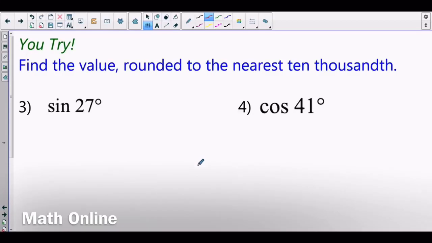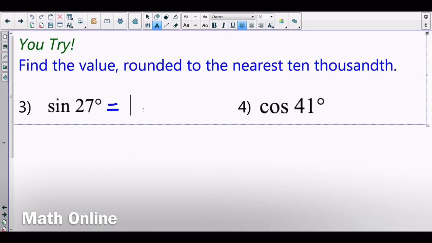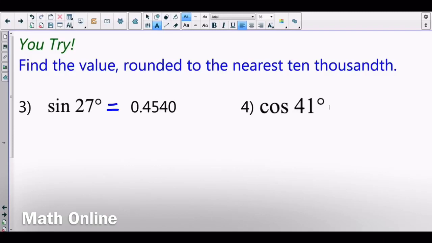That should be our answer. Okay. All right. So go ahead and try it. Pause the video and do it on your own. Go. All right. So time's up. Let's see if you guys did this correct. So sine of 27 degrees is equal to, let's type this in so it looks nice and neat, if you guys did this correct, it should have been 0.4540 if you rounded correctly as well. Okay. So that's what our answer should be for the first scenario.